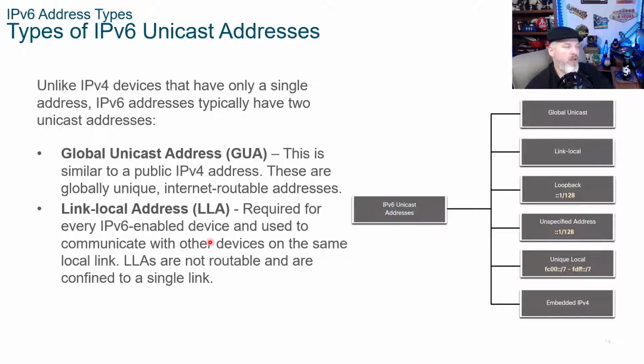Then we have the link local addresses, or LLA. That's required for every v6 enabled device, and it's used to communicate with other devices on the same local link. Think of local area network. LLAs are not routable and are confined to a single link, single local area network.